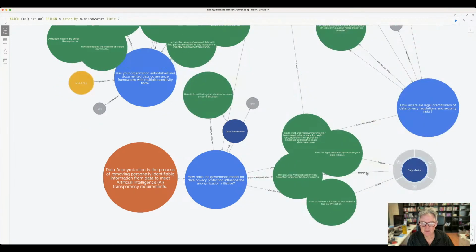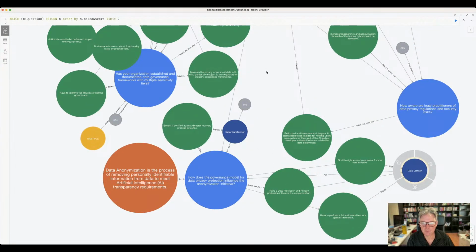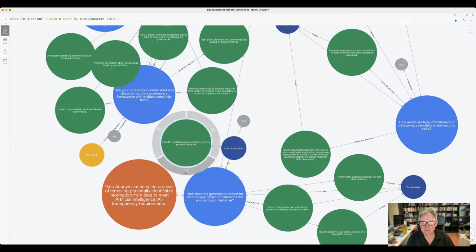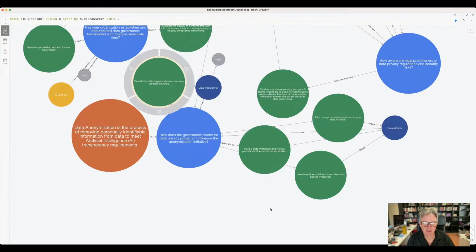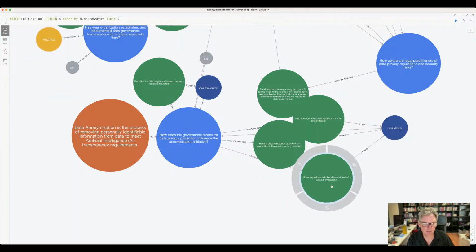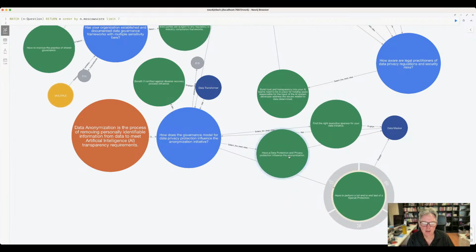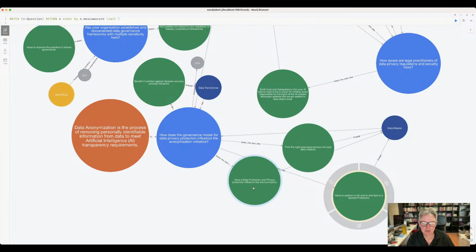Busy person here. Data transformer: extract, transform, and load. Benefit, if certified against the disaster recovery process, and how do you influence that? How do you benefit that? You have to perform a full end-to-end test of a special protection, see if it actually works. Have data protection and privacy protection influence the anonymization. Find the right executive sponsor for your data initiative, and that's for everything here, basically. It should be a board issue, data privacy, because it impacts the whole company.